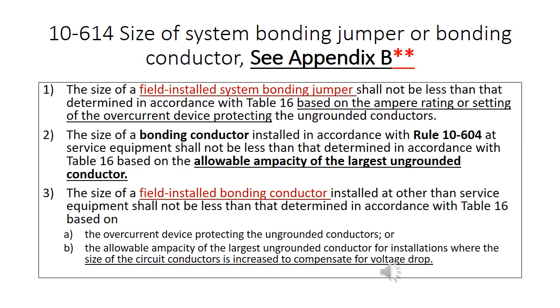Subrule 3. The size of a field-installed bonding conductor installed in other than service equipment shall be not less than that determined in accordance with Table 16, based on the overcurrent device protecting the ungrounded conductor, or the allowable ampacity of the largest ungrounded conductor for installations where the size of the circuit conductor is increased to compensate for voltage drop.